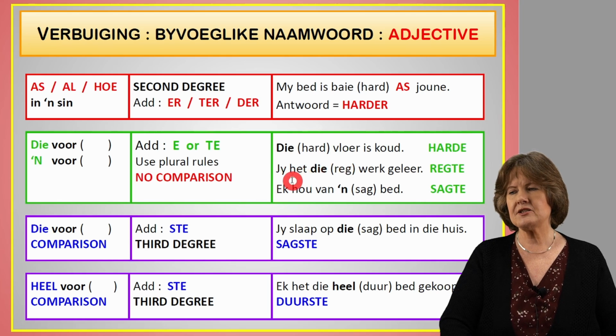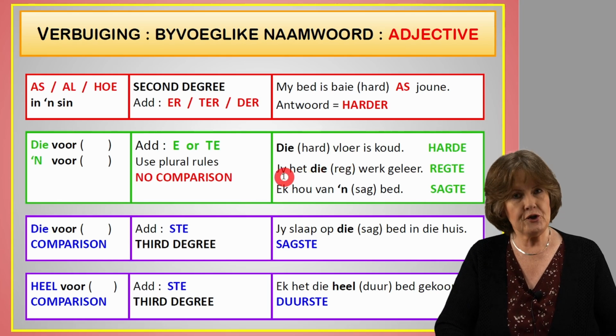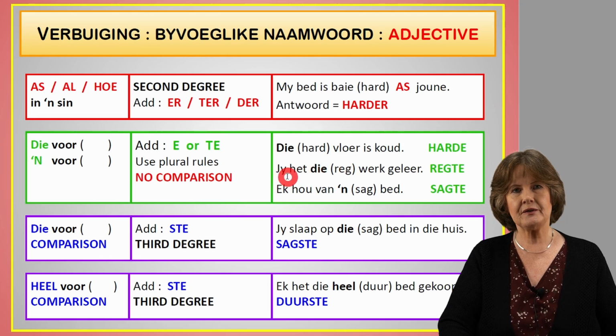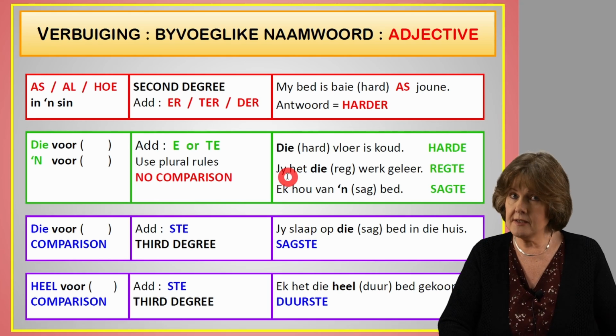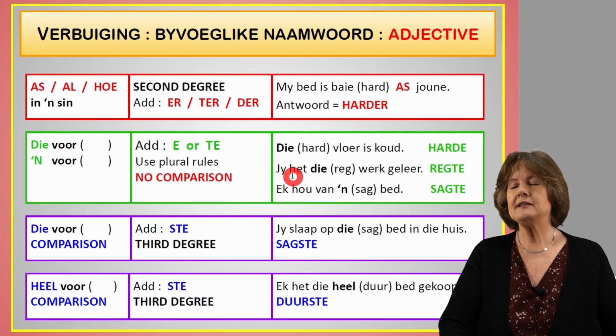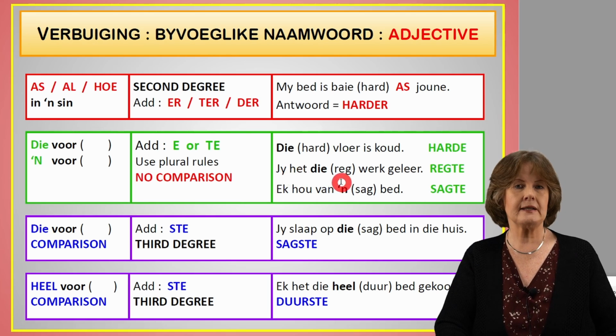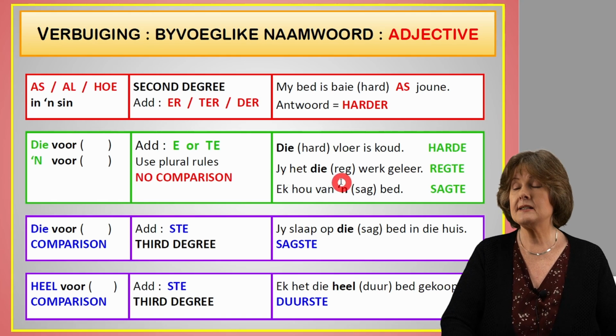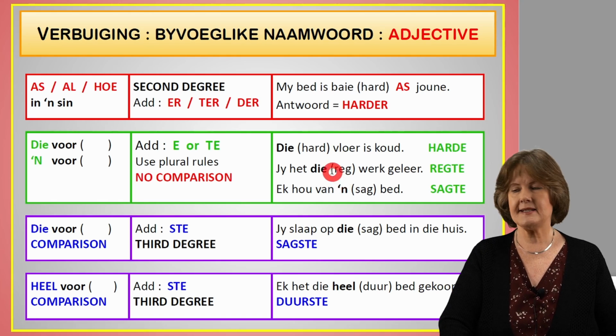Let's look at the next one. I say that you have learned the correct word. I do not compare this work that you've learned to any other work that you've learned before. So you just add an E or a TE. In this case, it is a TE. You will know which one sounds best.